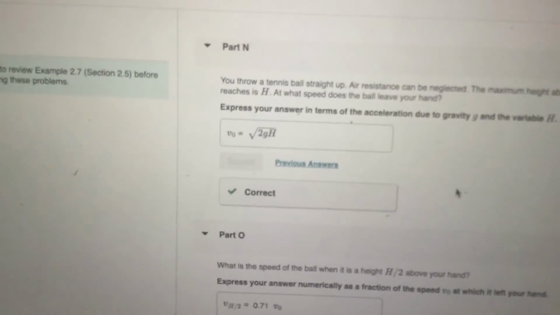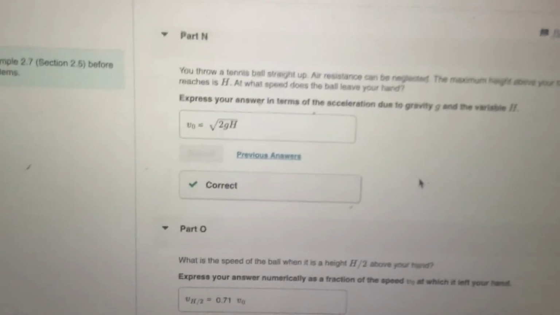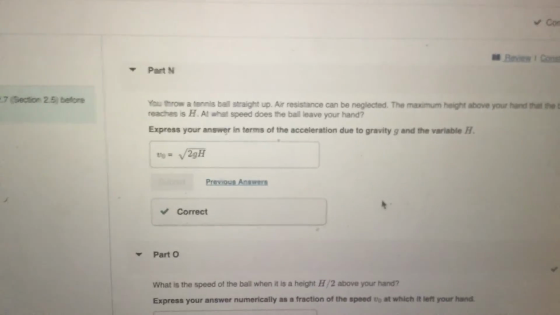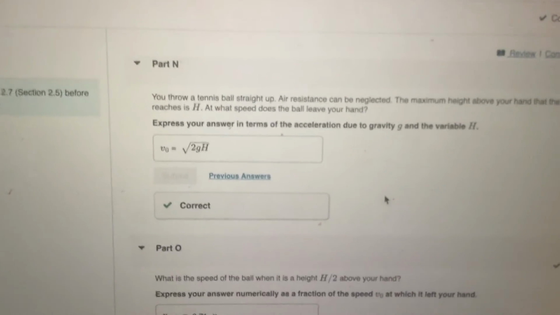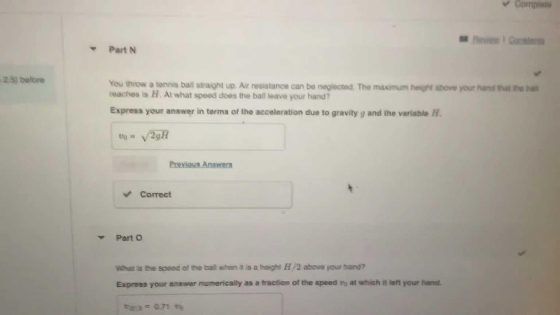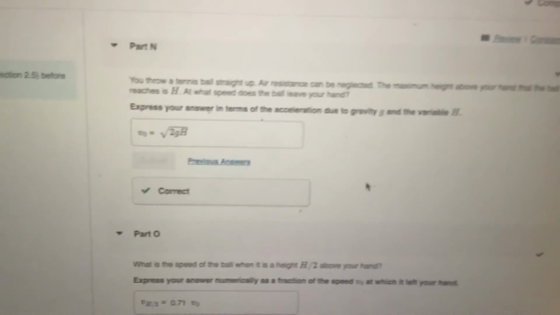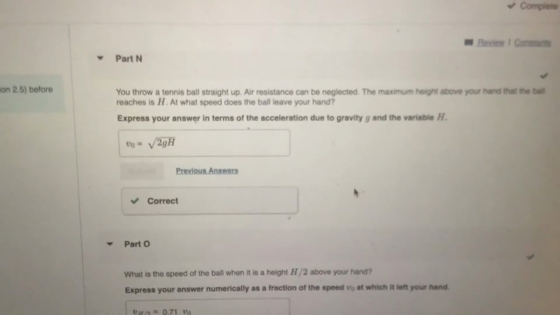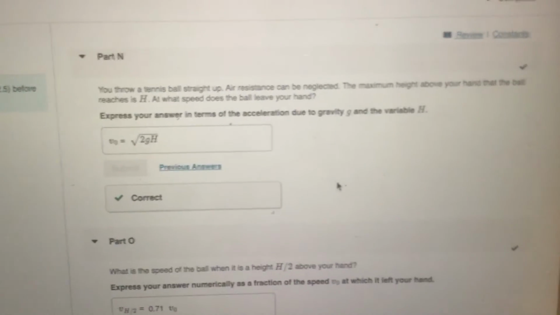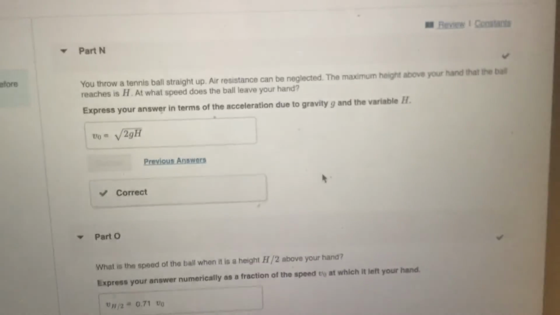Part N says you throw a tennis ball straight up. Air resistance can be neglected. The maximum height above your hand that the ball reaches is h, so y equals h. At what speed does the ball leave your hand? We're looking for the initial velocity. Express your answer in terms of acceleration due to gravity and the variable h. So we're looking for v naught. We know y naught equals 0.